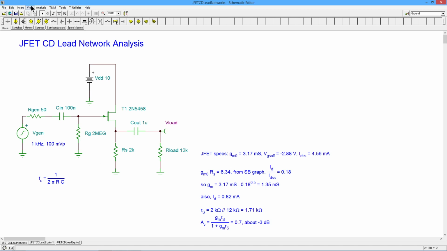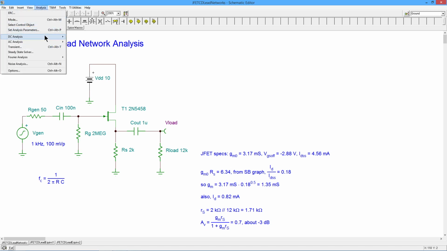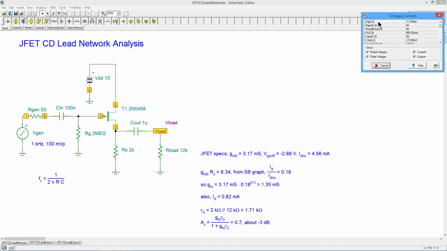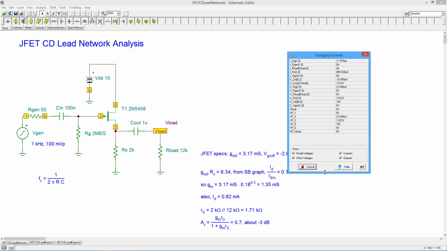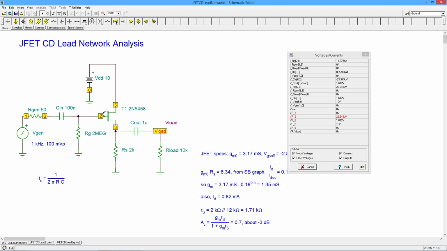We can check that real quick. We could do a DC analysis, for example. I just want to do a little sanity check. I think this is always a good thing to do. So you can come over here and look at, for example, is my gate right around 0 volts, which it should be for DC. And in fact, there it is. It's just about 24 microvolts.